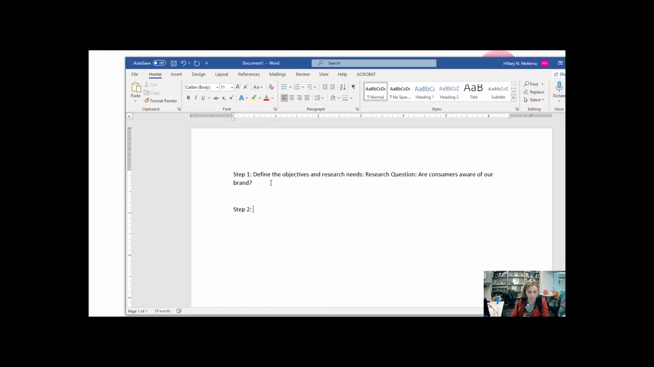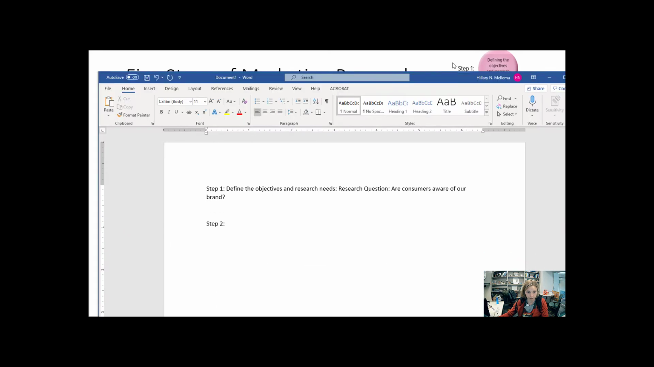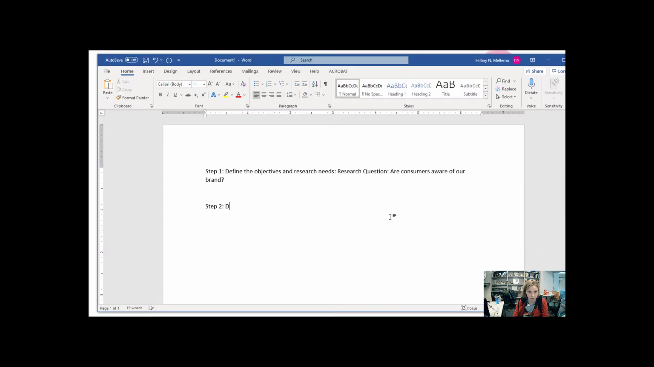Step two. That is going to be designing the research. And what I am looking for here is what kind of approach are you going to take? Are you going to do an experiment? Are you going to do a survey? Are you going to do a focus group? Are you going to use some sort of secondary data? There are lots of different ways that you can go about finding answers for things. So these are some ways that you can do this.